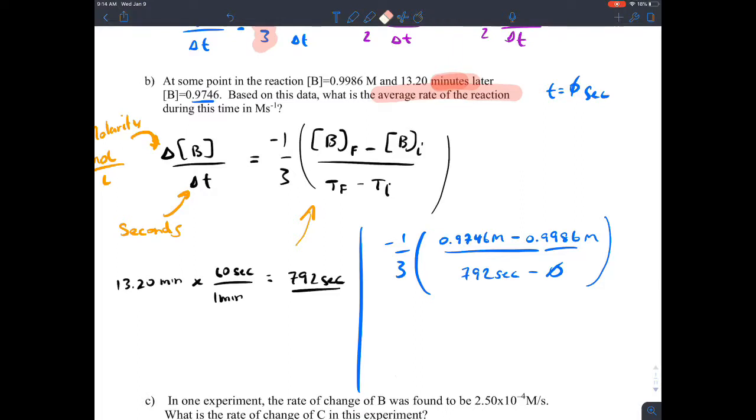Boom. Okay, so that's going to be 0.99746 minus 0.9986 over 792. And let's see what I get.